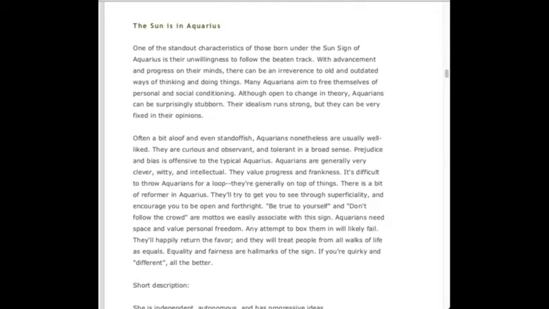Aquarius need space and value personal freedom. Any attempts to box them in will likely fail. They happily return the favor and will treat people in all walks of life as equals. Equality and fairness are hallmarks of the sign. If you're quirky and different, all the better. That's the short description here.